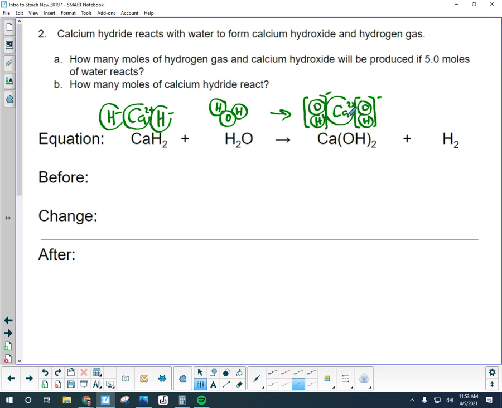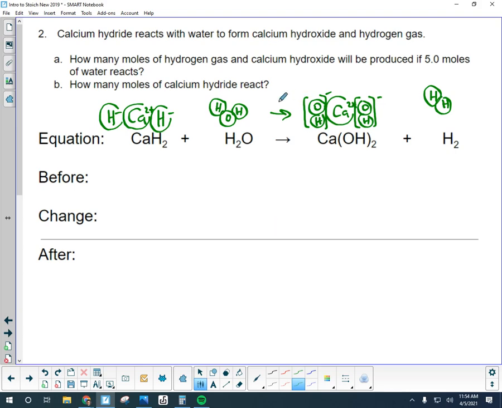So the calcium is a +2. Each hydroxide is a -1. We have charge balance in the formula unit, which we always want to have with ionic compounds. And then H2, it's just a molecule of 2 hydrogen stuck together with a covalent bond, like that.